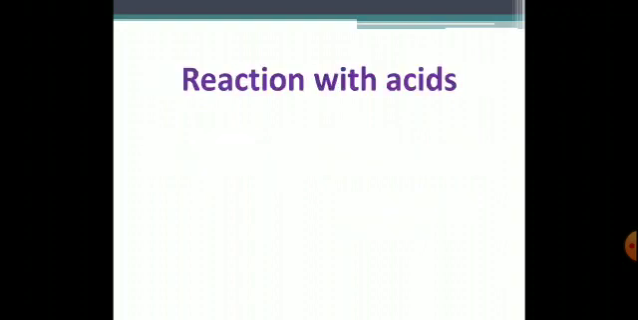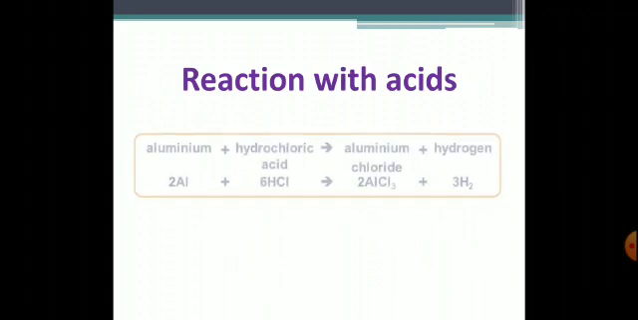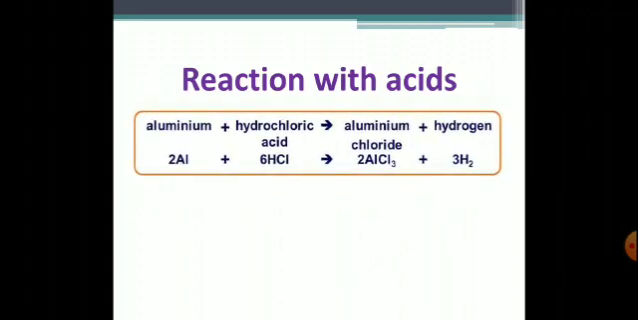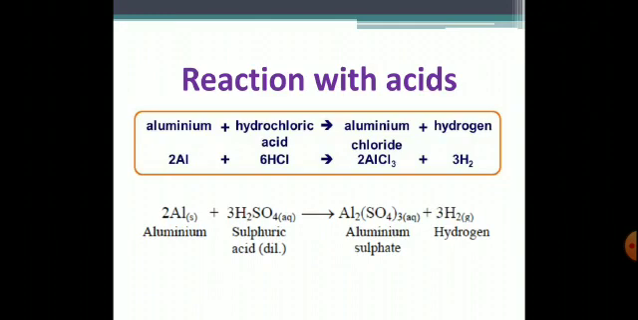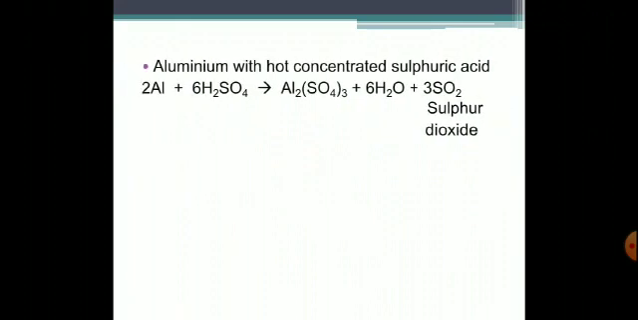Similarly, with acids, aluminium with dilute hydrochloric acid as well as concentrated hydrochloric acid liberates hydrogen gas, and aluminium chloride is formed. Similarly, when it reacts with dilute sulfuric acid, it liberates hydrogen gas, and when it reacts with concentrated sulfuric acid, it liberates sulfur dioxide. Instead of hydrogen gas, here sulfur dioxide gas is liberated.